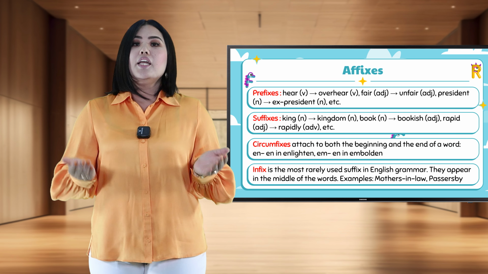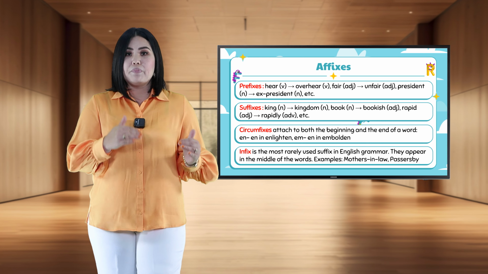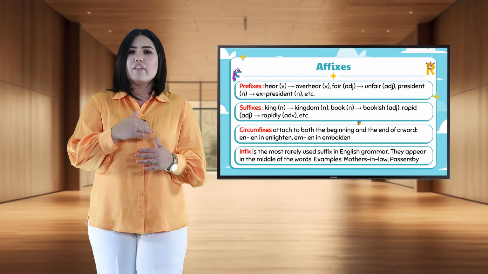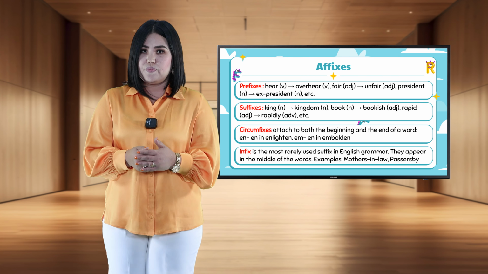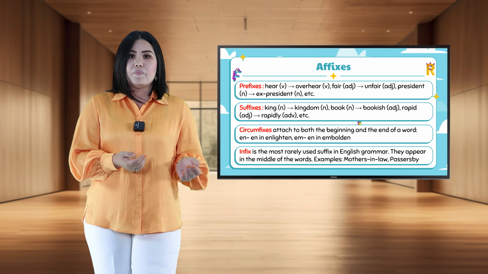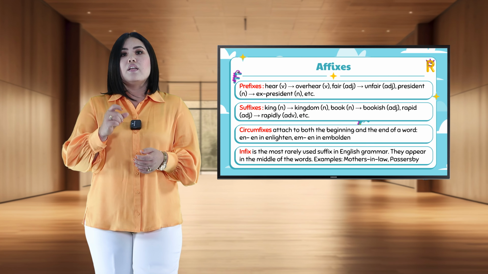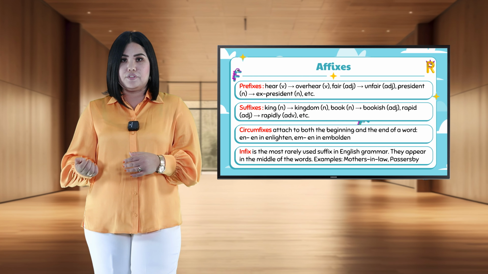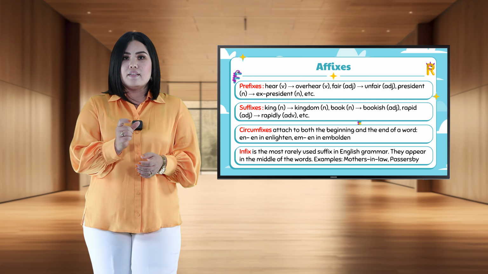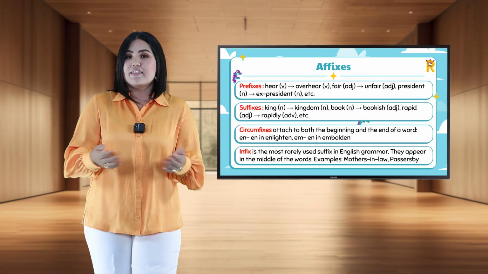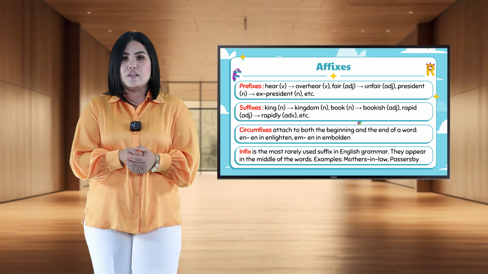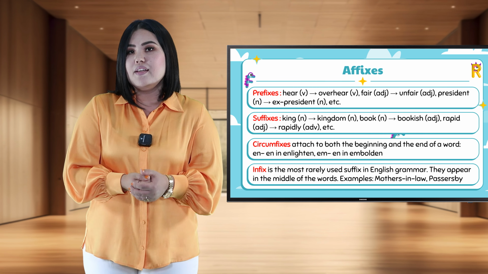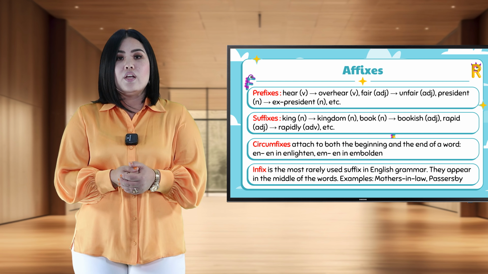Next type, infixes. They appear in the middle of the word. It is the most rarely used affix in modern English. For examples: mothers-in-law, sportsman, handicraft. S, I are examples for infixes. Sportsman.